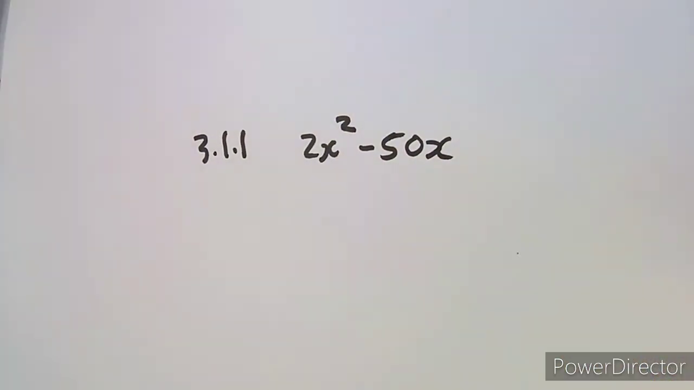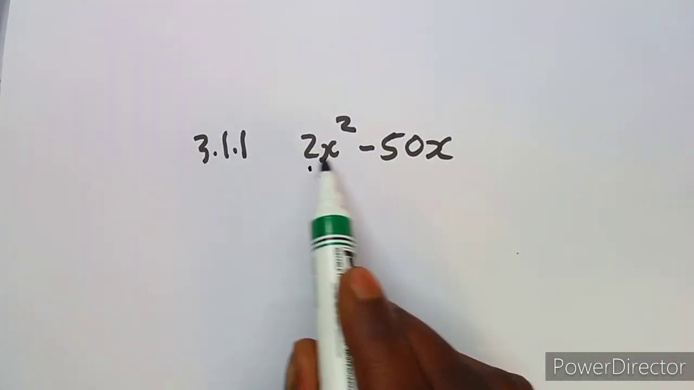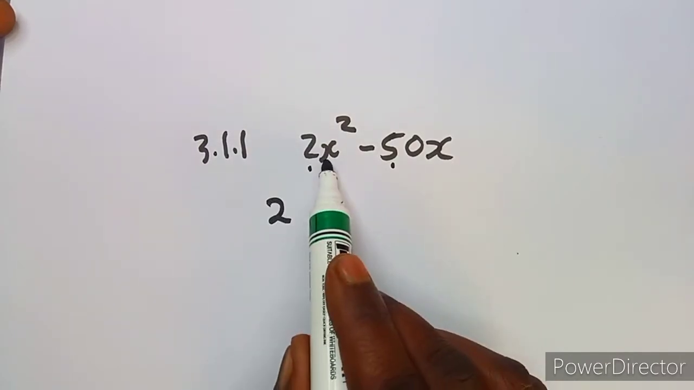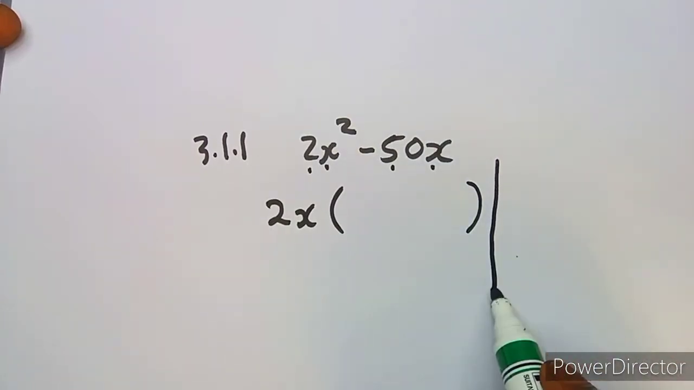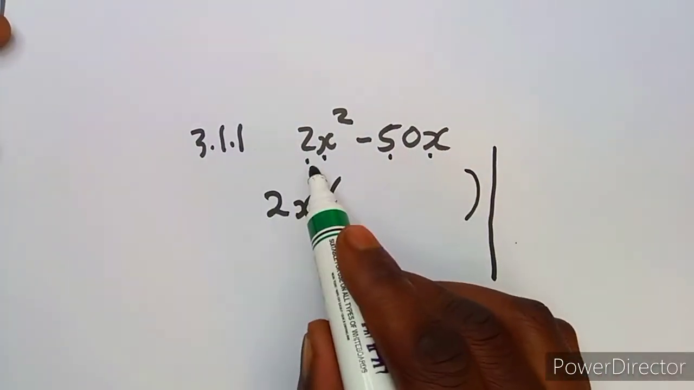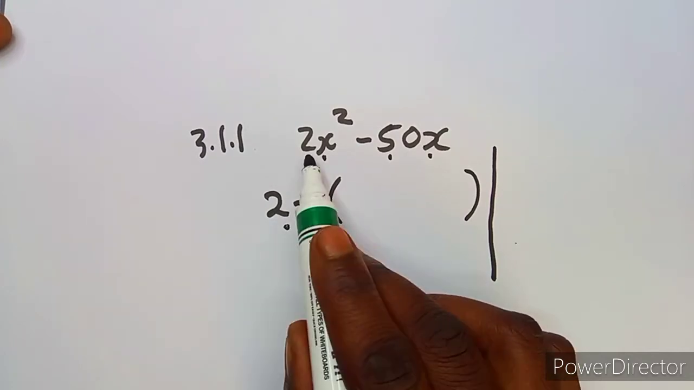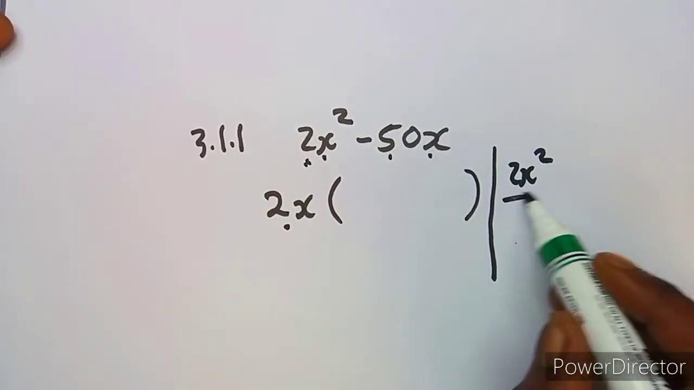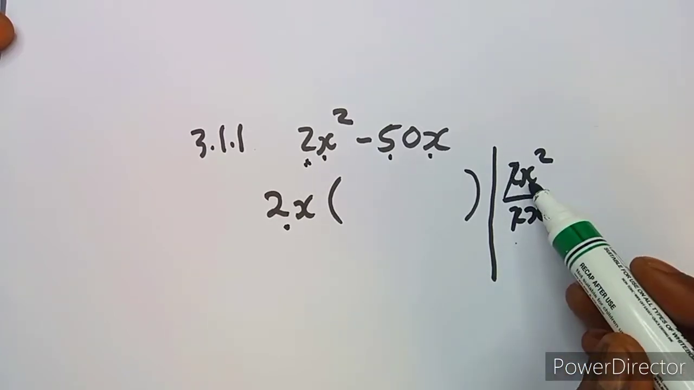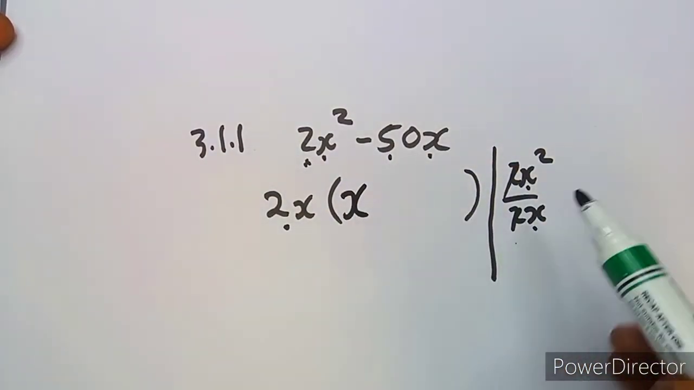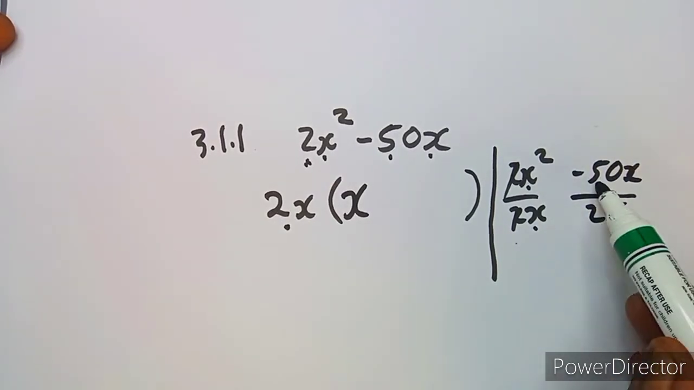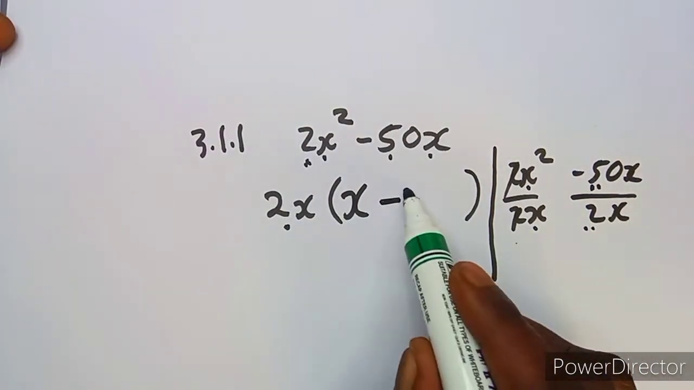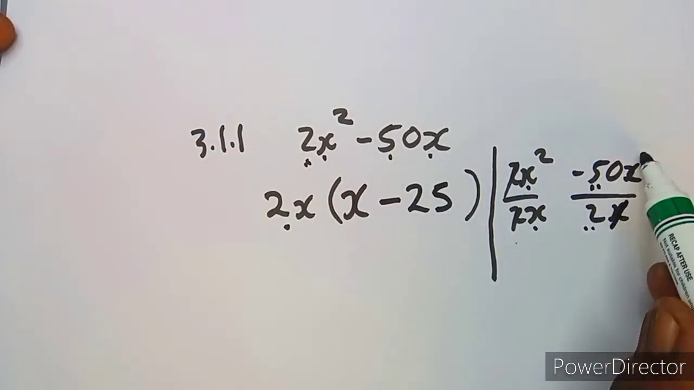Okay, so factorization, guys, it's a matter of the highest common factor. We have 2 and 50. 2 is common, x squared and x is common. So what am I going to have if I factor out 2x? The number that you factor out is the one that you divide by. So it's 2x squared divided by 2x. 2 and 2 cancel. x squared divided by x, that's x. Okay, you move on to minus 50x divided by 2x. So minus 50 divided by 2, that's minus 25. Okay, x and x will cancel.